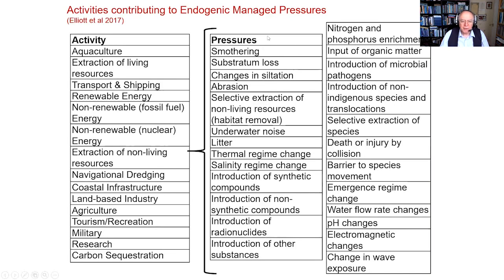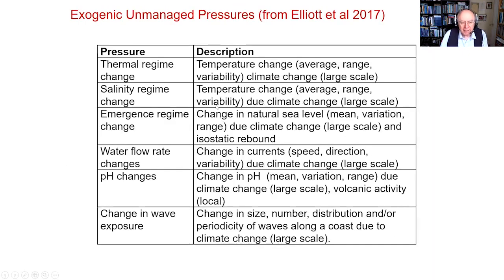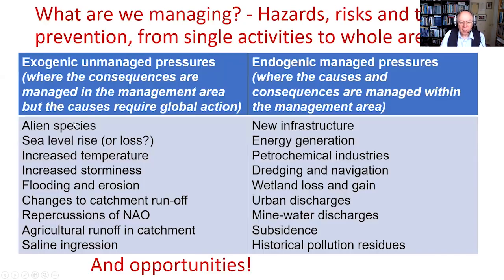So those are things that happen within an area. Coming from outside an area, however, are all these other things, what we call exogenic unmanaged pressures, things where the consequences are occurring inside an area, but the causes aren't. And this puts it in simpler terms.